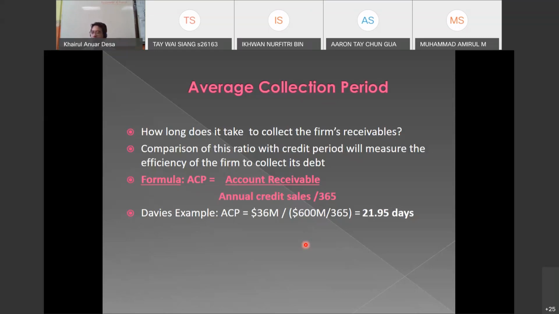Alright. After we calculate the ACP using this formula, this is the result. Okay, 21 or 22 days. Result ini bagus atau tidak bagus kepada syarikat kita? How do you translate this result? Saya nak panggil Hemanaden. Hemanaden, are you here?